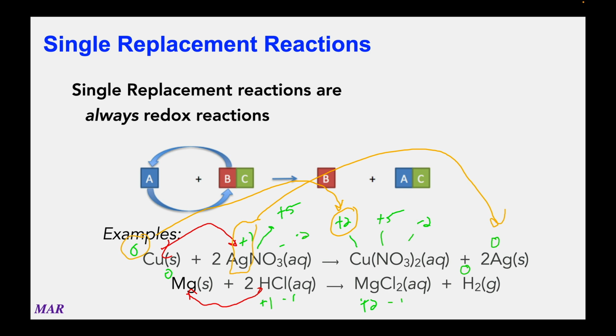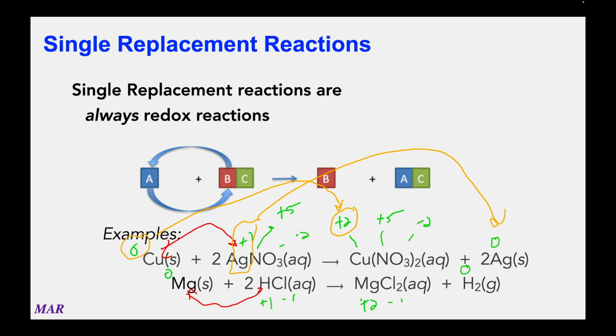And you can do the same thing on the bottom. Magnesium is being oxidized. It's going to +2. And the hydrogen, H+ ion, is being reduced. It's going to H2. These are the value of oxidation numbers. You can tell by a change in oxidation number that something's been oxidized or reduced.